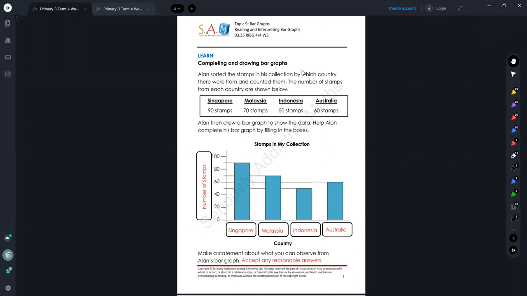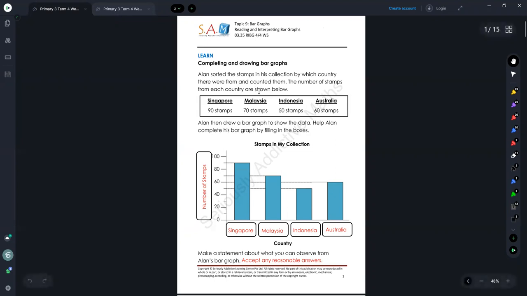For this week, we have two main worksheets, and then the third one is a test. I believe it's on length, mass, and volume. What we'll start off with is book 4 out of 4. Here, the students are learning to draw and complete bar graphs.